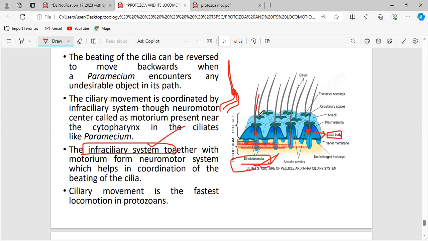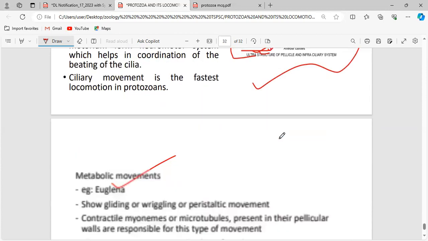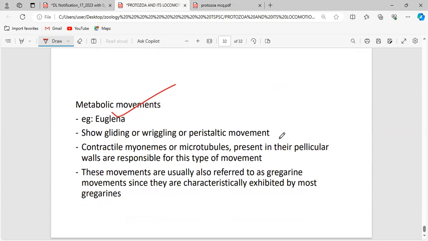The infraciliary system, together with the neuromotor system, helps in the coordination of the ciliary movement. Because of all these coordinations, cilia can take the animal from one place to another. This is about the ciliary movement. And what about the metabolic movements?